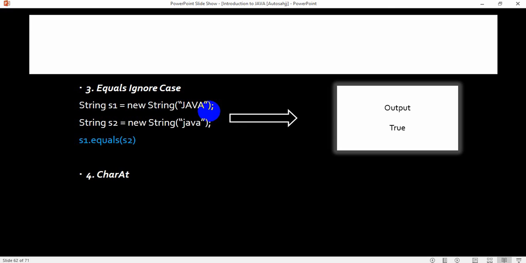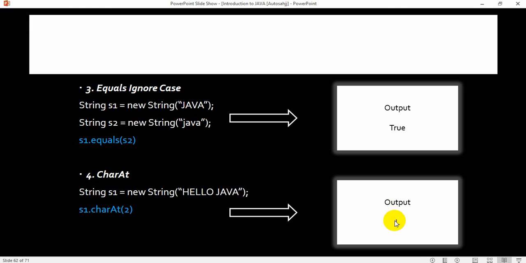Now next is charAt. This will tell you the character at a position. If you want to know the character at any position, here you have a string "hello Java", and you want to know what is the character at position 2, then you have to give the position number here, and after that it will return the output L. That is, in HEL, you have L at position 2, here 0 1 2. Okay, so this is charAt.